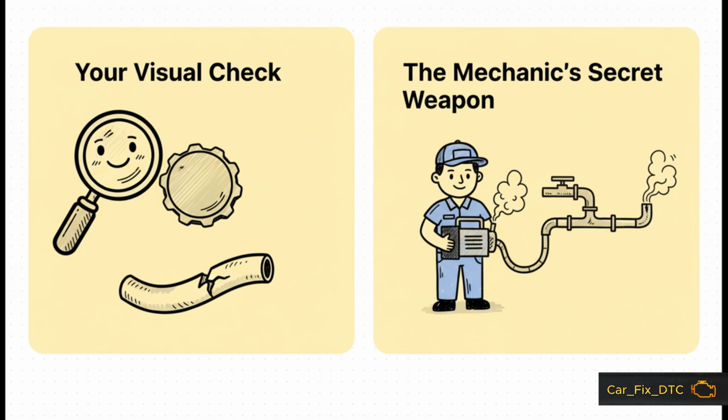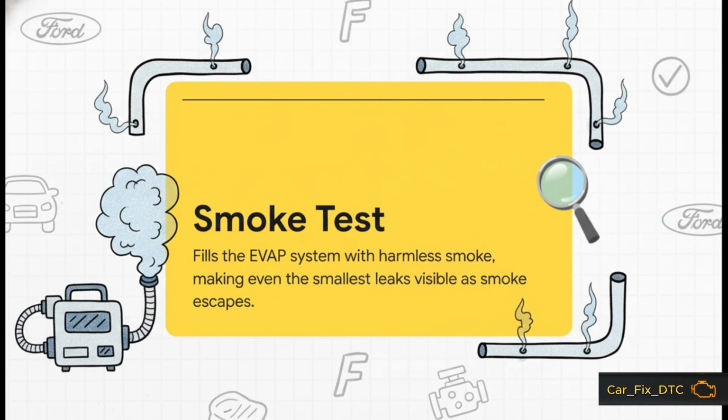A mechanic, on the other hand, has a secret weapon for this job: a smoke machine. A smoke test is actually a really clever diagnostic. A machine gently pumps a harmless, visible vapor, it's basically smoke, into the evap system. And since the whole system is supposed to be sealed, any little bit of vapor that escapes instantly shows you exactly where the leak is. It turns finding an invisible, pinhole-sized problem into a super simple visual task.